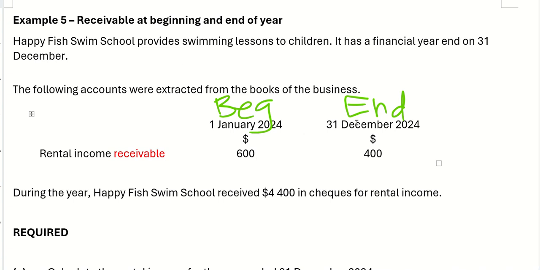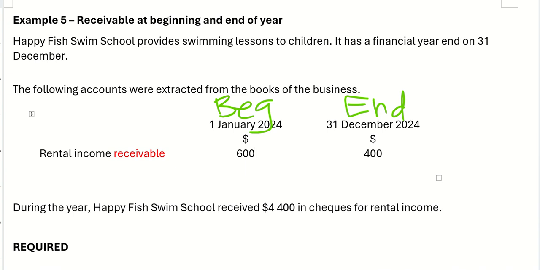So question, the first $600, when did you earn this income? Did you earn the income in 2024 this year, or did you earn it last year? Think about it. Don't answer me yet. This is a rental income receivable at the beginning of the year. At the beginning of the year, you are telling people, I have $600 that other people owe me. So question, when did you earn this income? This year, 2024, or last year, 2023? This year? No. Actually, you earned it last year.